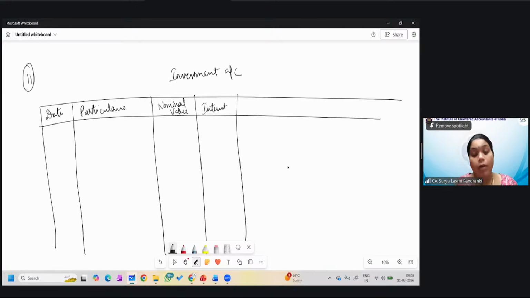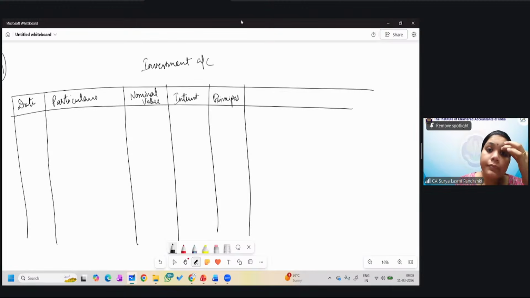I am adding this column of interest here just because this is relating to bonds. I'm adding this column of interest. We need to know what is the accrued interest.